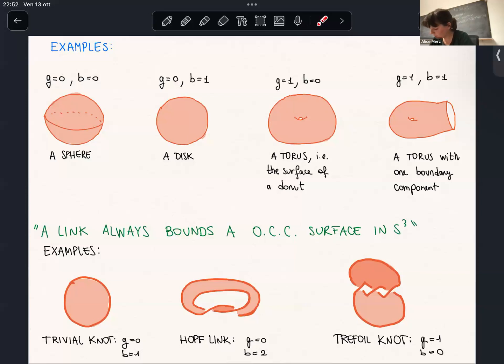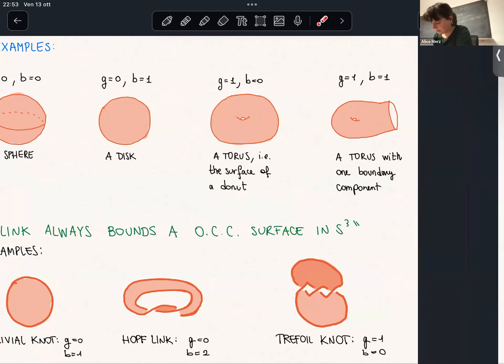And then the trefoil knot as well, I drew it in a slightly different way this time. One can see that this surface I tried to draw here has 2 disks and some bands connecting the disks. This is a torus with 1 boundary component. It's just an argument of Euler characteristic. And so we see some examples of these surfaces, and it's not that difficult to construct a surface that has my knot or link as a boundary.